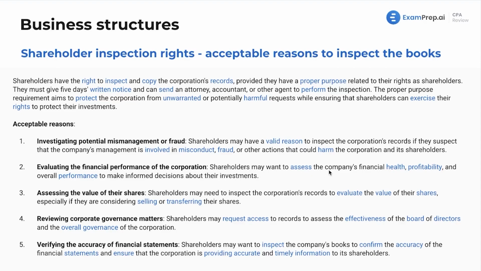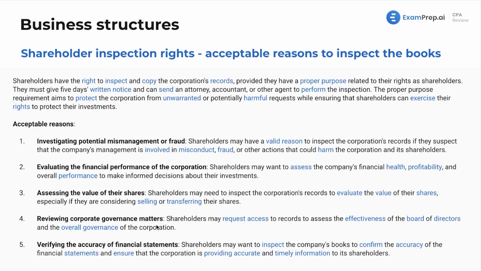Shareholders may want to assess the company's financial health, profitability, and overall performance to make informed decisions about their investments. Assessing the value of their shares, shareholders may need to inspect the corporation's records to evaluate the value of their shares, especially if they're considering selling or transferring their shares.